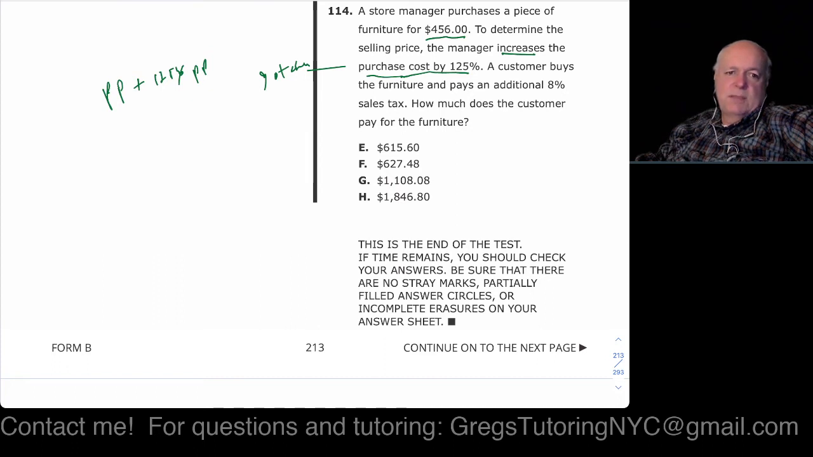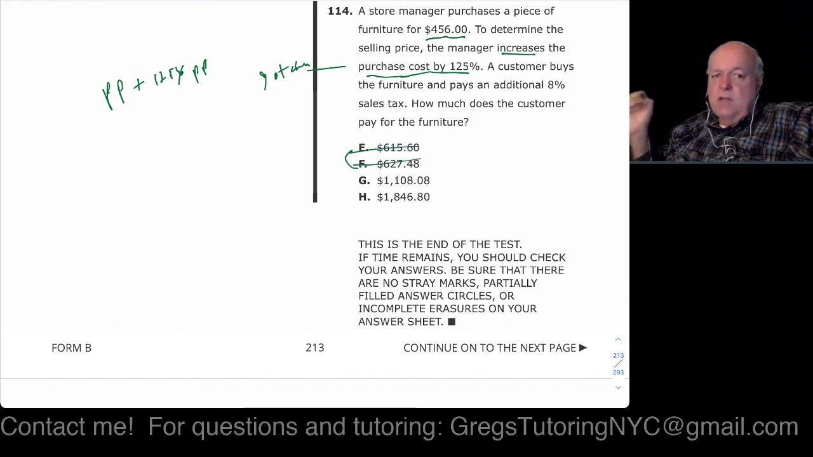A manager purchases something for a certain amount of money. The manager then increases the purchase cost by 125%. The cost is $456. So they're not just adding 25% on it, right? A lot of you are going to do 25% of 456 and add that on, and you probably end up getting ERF, right? And for that reason, the answer can't be ERF, right? It's not 25%. It's 125%. So what does that mean?